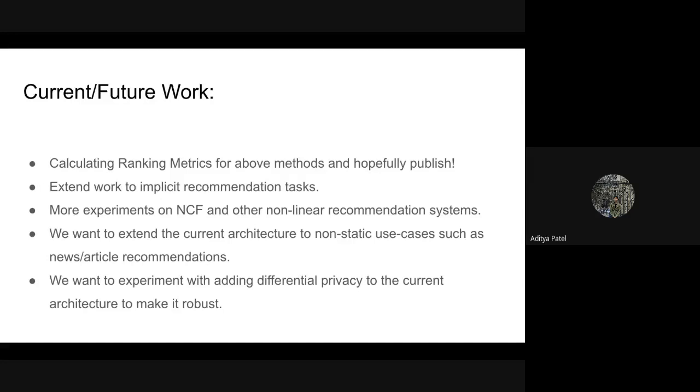What I mean by non-static is when your item set is not static. For example, a movie list is a static list. You can only recommend out of those X movies. Whereas with something like a news recommender, items keep coming in and you have to recommend on the fly. So we want to extend this work there. We also want to experiment with differential privacy, because this recommender is still not robust enough. We want to see if we can extend this work with differential privacy.